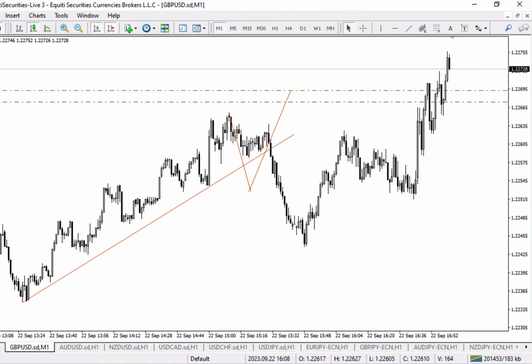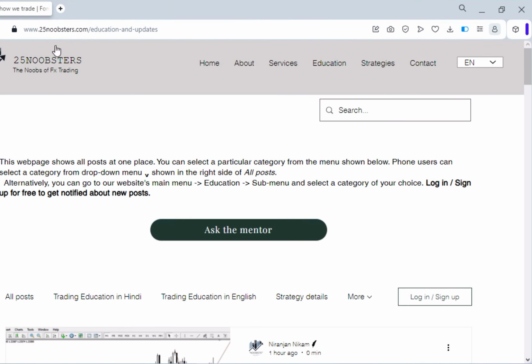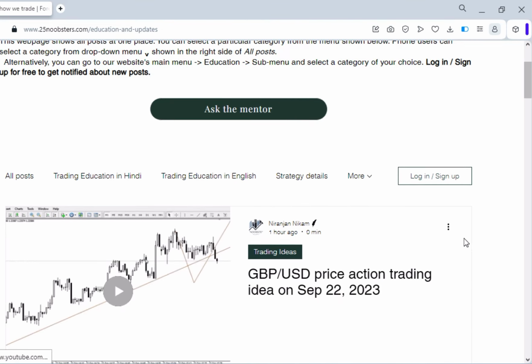Alright guys, I'm here again on GBP USD, and this is the GBP USD 1 hour time frame on which I have made a previous video, which was about GBP USD price action trading, or you can say price action scalping. So that was this video. If you go to our website 25 noobs, just go to traders and go to education, and if you go to trading ideas, here you'll find the video which I posted.